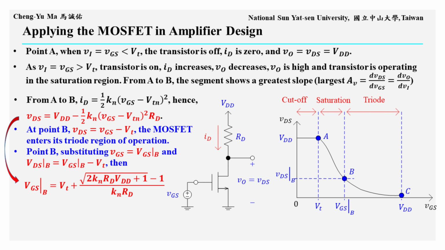VGSB equals VT plus the quantity, square root of 2 Kn RD VDD plus 1, minus 1, divided by Kn RD. Here the term 2 Kn RD VDD plus 1 is inside the square root, and the denominator is Kn RD.